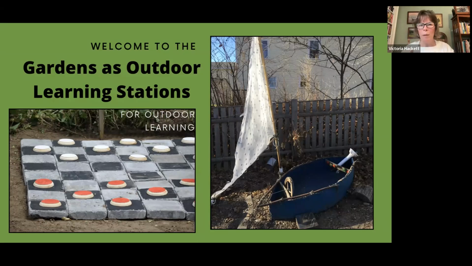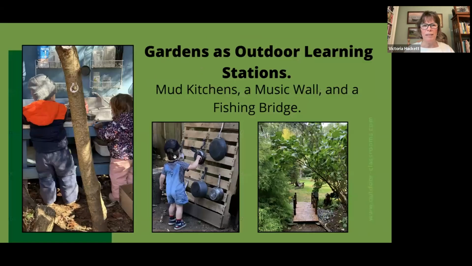There was another camp of people that wanted to create mud kitchens and water walls and add boats and all sorts of things to their space. This one has two slides because there are so many different options. This is our mud kitchen. This is our music wall. This is our fishing bridge. We have little fish here, and kids with their magnet fishing rods collect their fish. There are so many opportunities for these types of gardens.